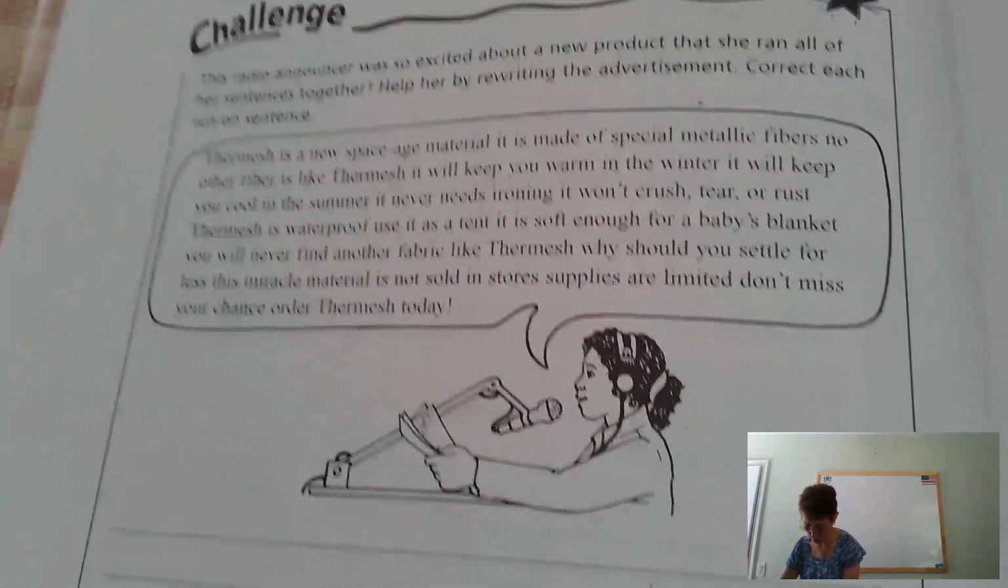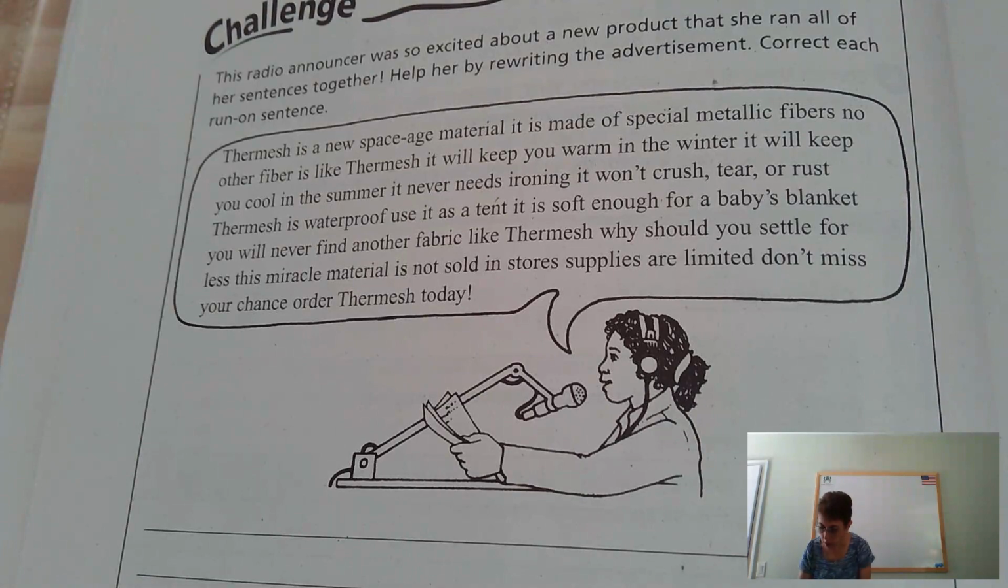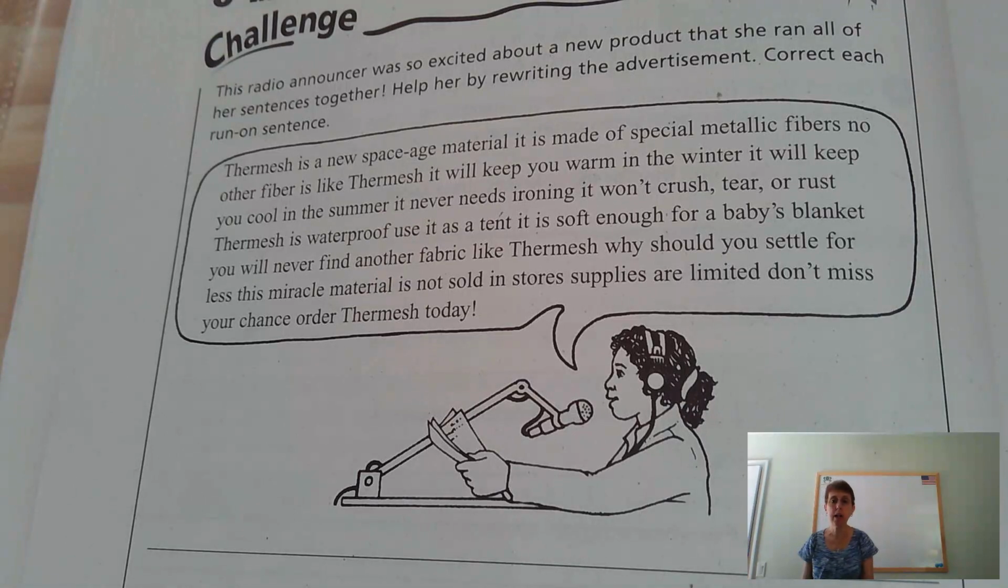But now you're going to go to Workbook page 18. This radio announcer was so excited about a new product that she ran all of her sentences together. Help her by rewriting the advertisement. Correct each run-on sentence. Now remember, there are 2 ways to correct those run-on sentences. One is to separate them out into 2 smaller sentences. The other, when it is doable, is using a conjunction. Remember to place a comma before your conjunctions, and, but, or.